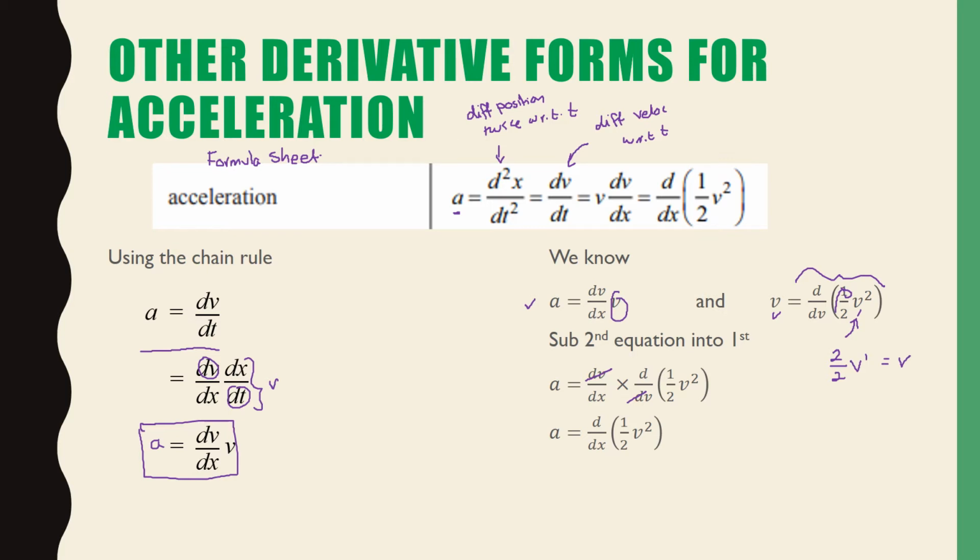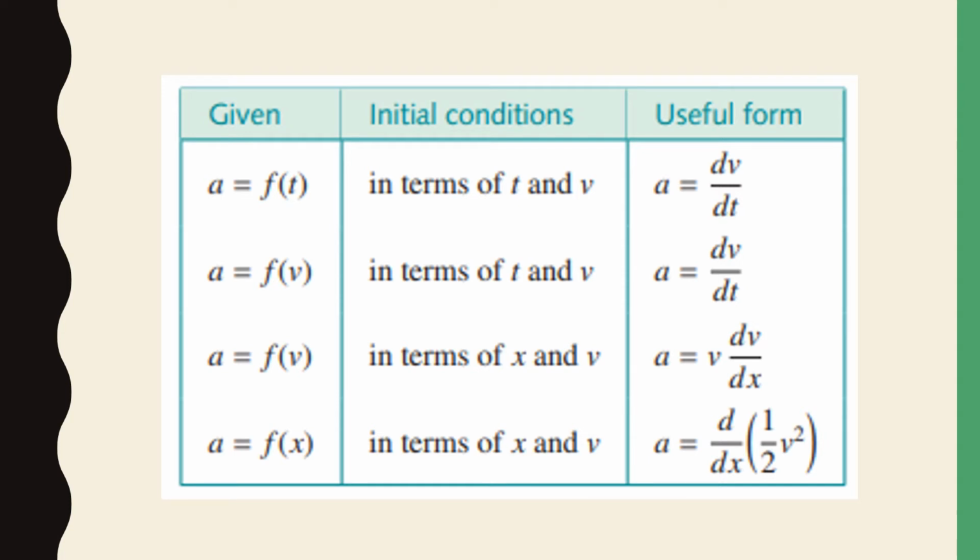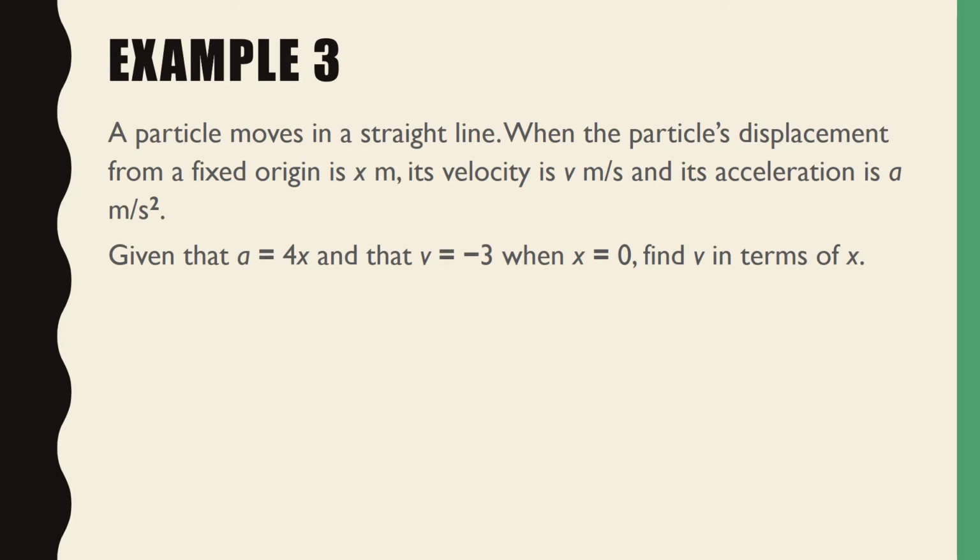Now one of the tricks in this case, when it's in terms of x, we've got x and v together, that we want to use our fourth. So a equals 4x. If we're using d dx of a half v squared equals 4x, what we can do now is take this d dx to the other side, because I'm going to integrate both sides with respect to x.